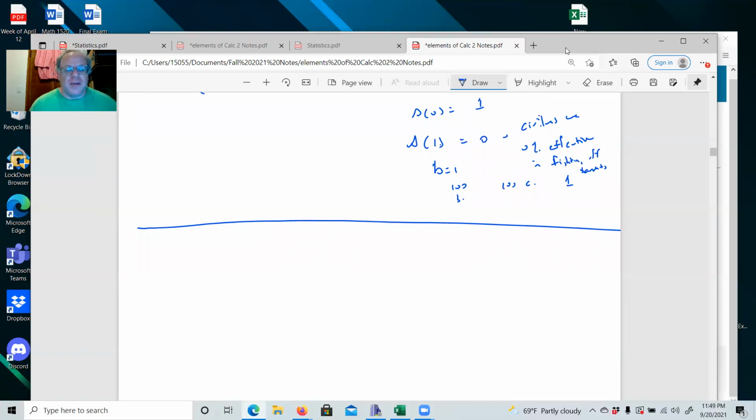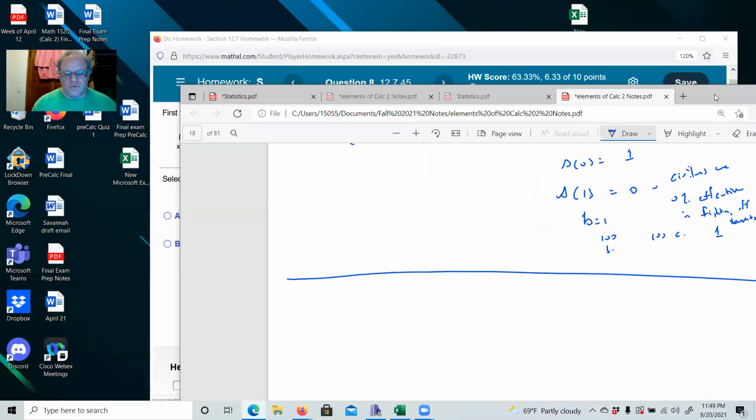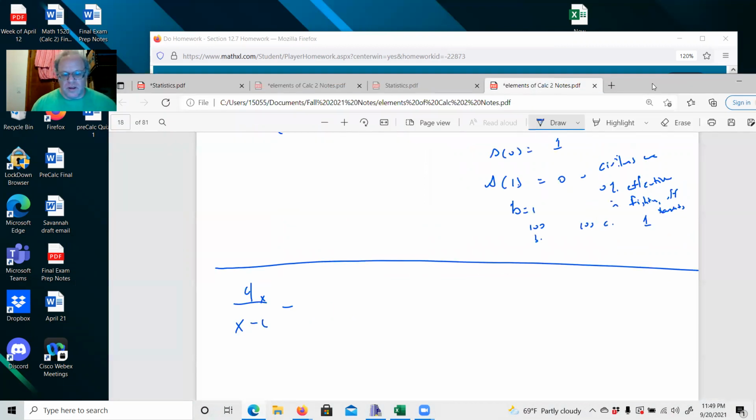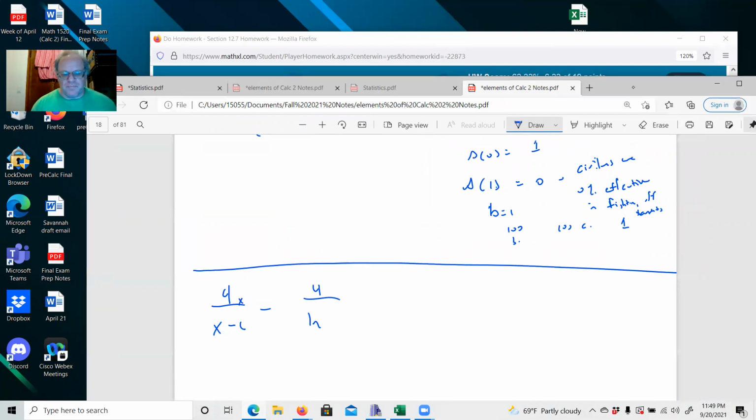So here we have the limit of 4x over x minus 6, minus 4 over ln of x over 6, and we want the limit as x goes to 6. In its current form, it's not actually something you use L'Hopital's on, because as x goes to 6, this is 24 over 0, minus 4 over 0.